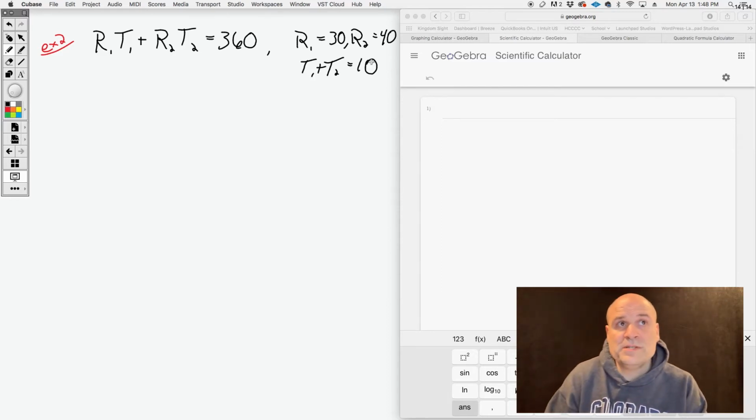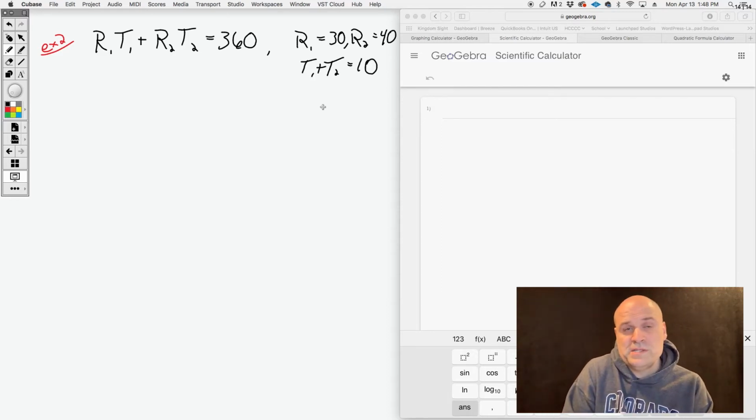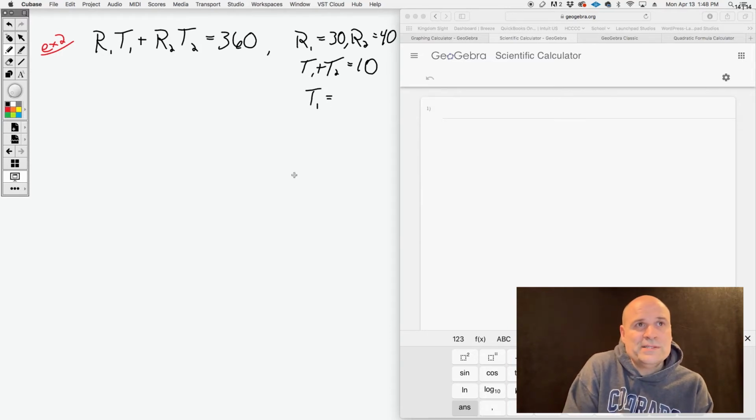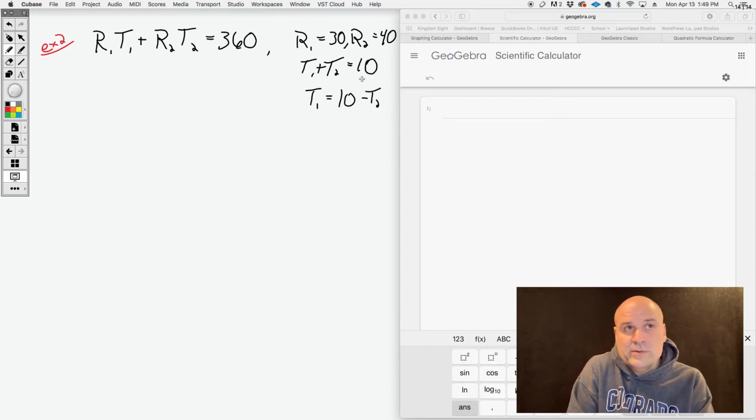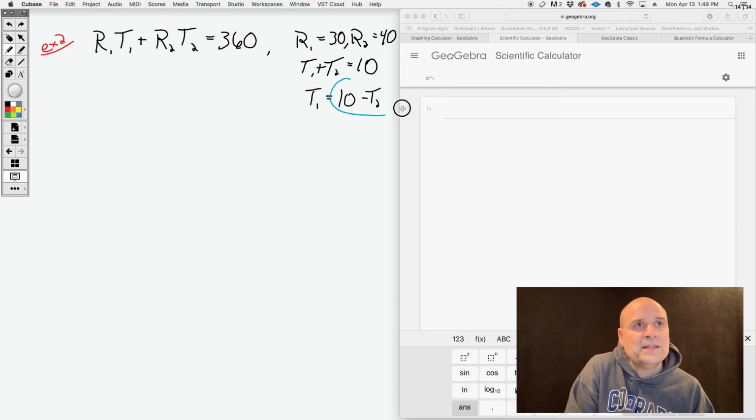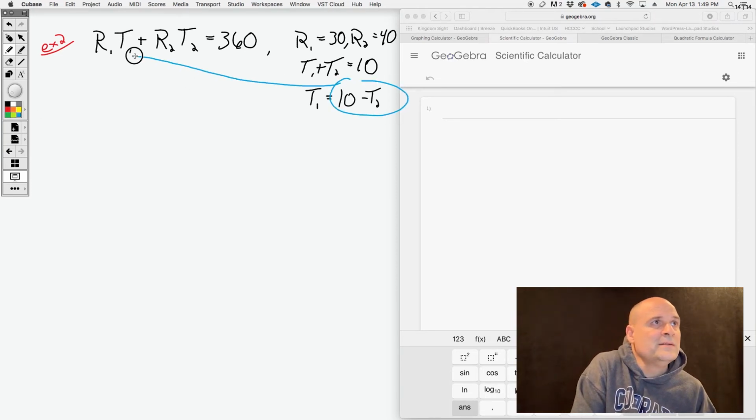So we have 2 options. We can get T1 by itself or T2 by itself. I'm going to get T1 by itself. So if they add together to get 10, T1 is going to be 10 minus T2, or just get rid of T2 on both sides. So now here's our T1 value, so we're going to plug that in right there. Okay, and then our R1 is 30, so that goes right there.